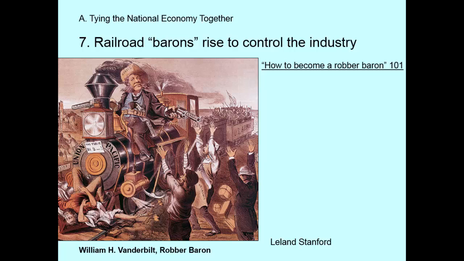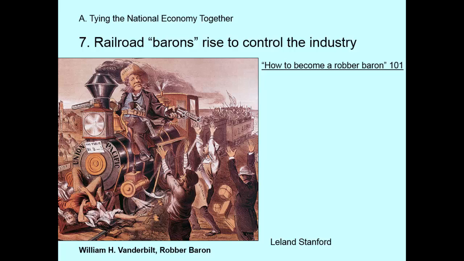That's true for railroads. And so we're going to see a few railroad men who rise up and they will control all the railroads in a given area. So let me give you 2 examples. One is William H. Vanderbilt. His nickname was the Commodore, and he is going to control a lot of railroads on the East Coast.